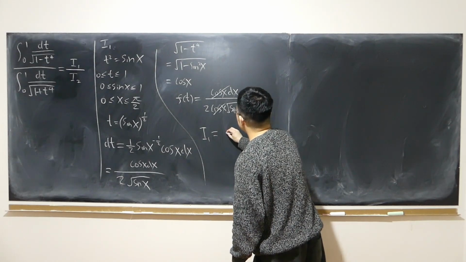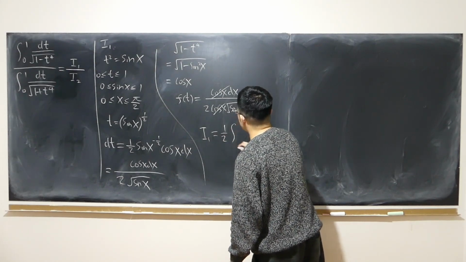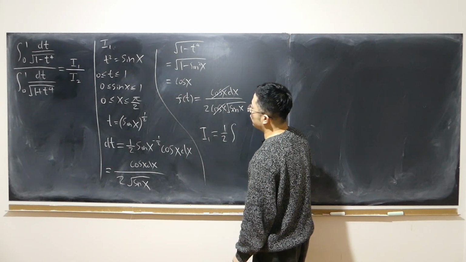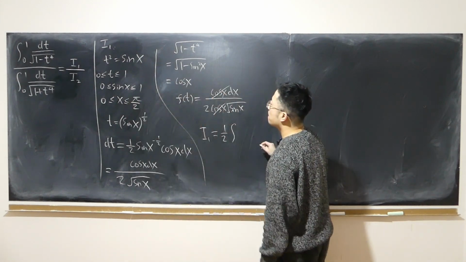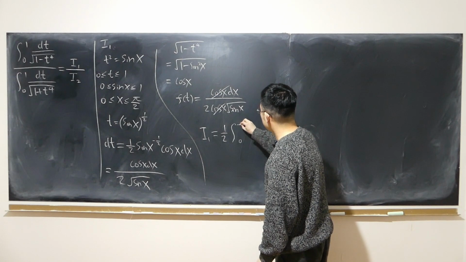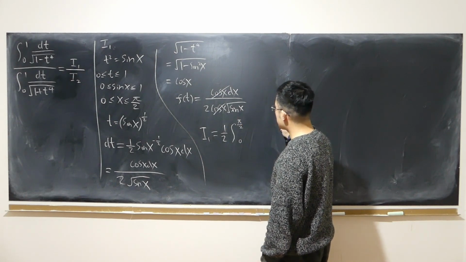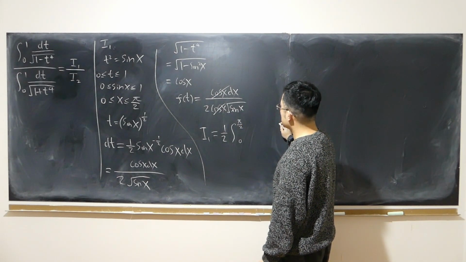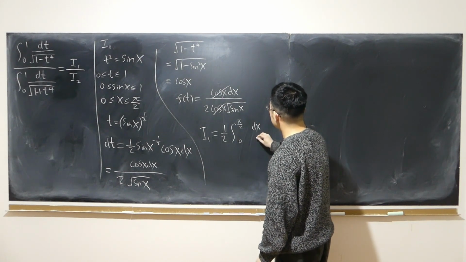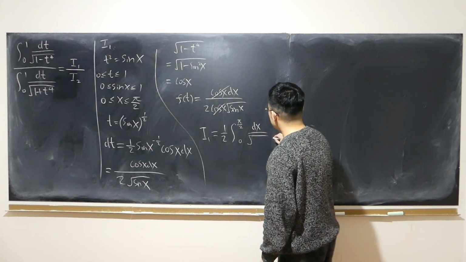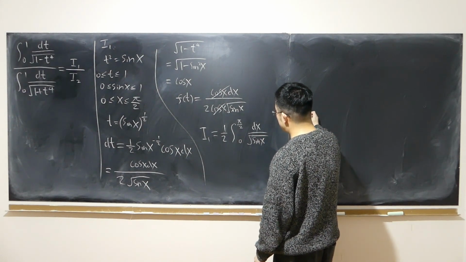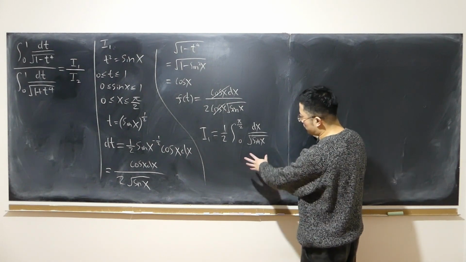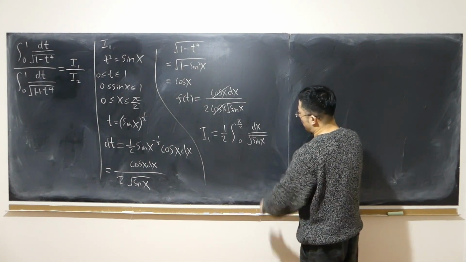That is equal to half of the integral. Change the boundaries: the old boundary is 0 to 1, and the new boundary, like I said, is 0 to half pi, and dx over the square root of sine x. Still, there's no elementary antiderivative, but this is all I need.